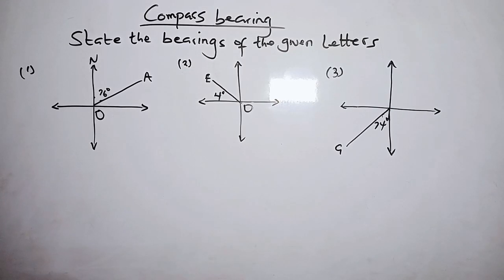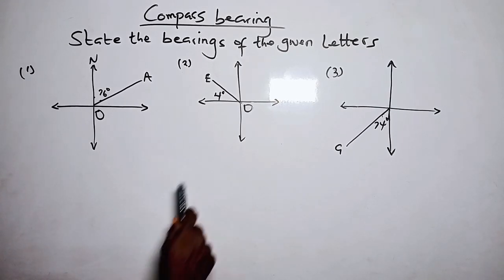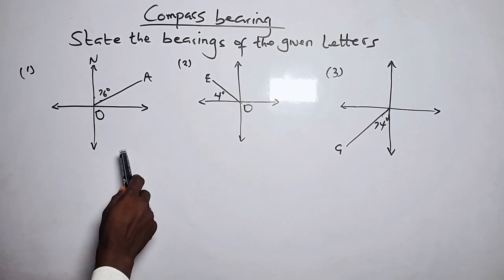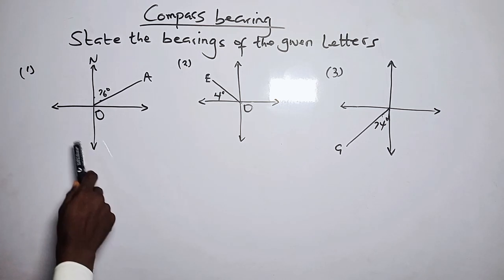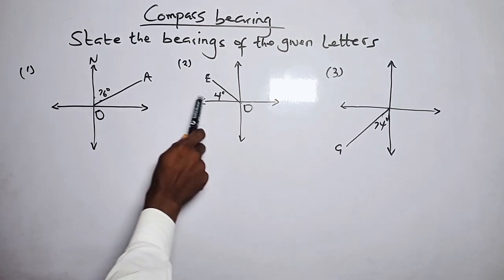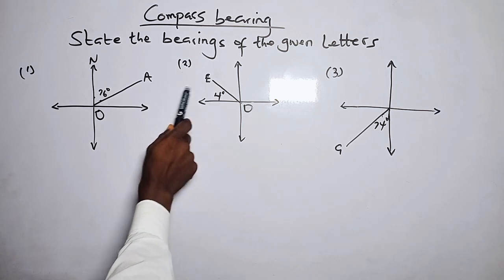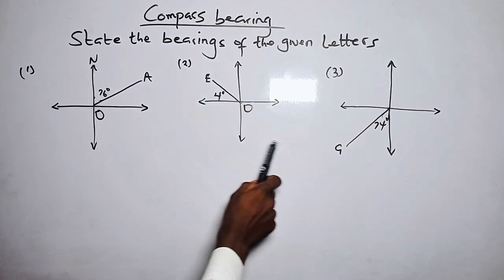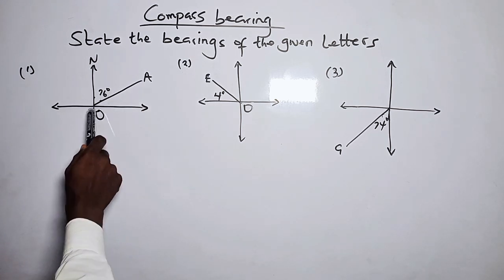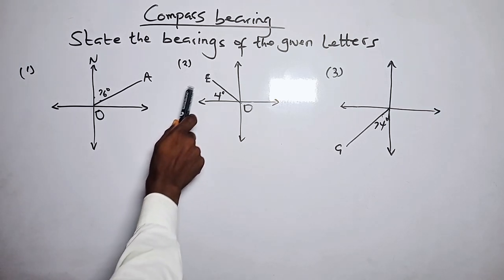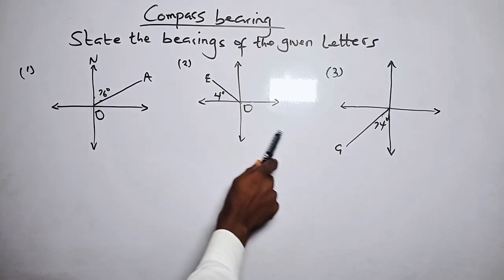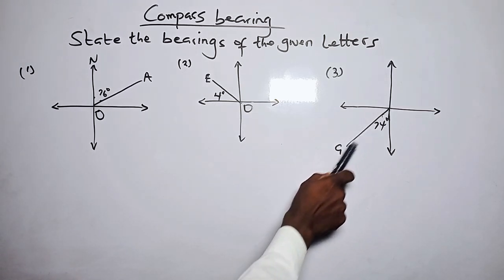The question says, state the bearings of the given letters. So we have a compass bearing, and three different positions: A, E, and J. What's the bearing of A from the origin? What's the bearing of E from the origin? And what's the bearing of J from the origin?